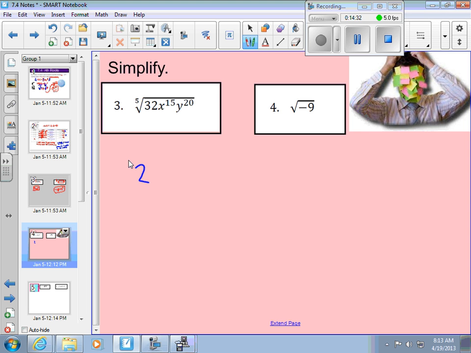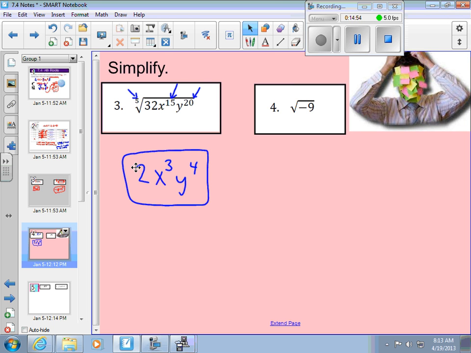Now we want to do it with the exponents here. And again, with the exponent, you want to divide by the root. So if we take 15 divided by 5, that's going to be x to the 3rd power. If we do 20 divided by 5, that is going to be y to the 4th power. And that's dealing with roots. We'll look at some more of these in class.